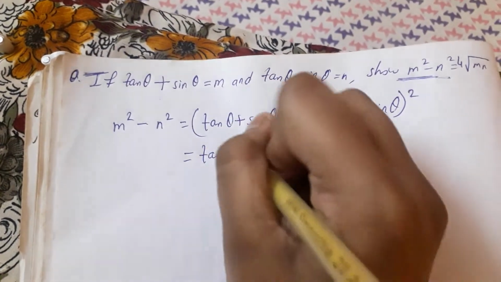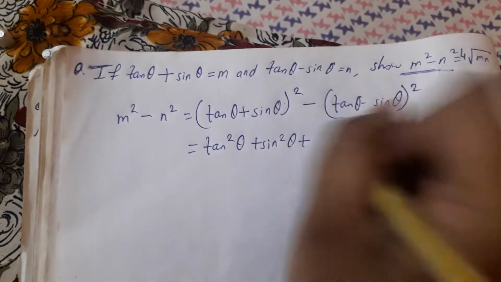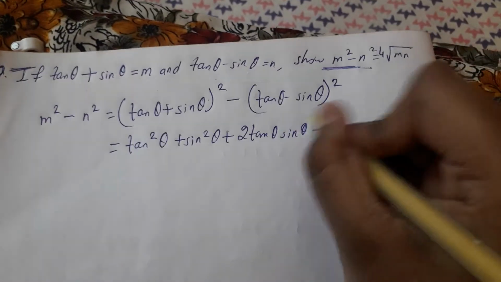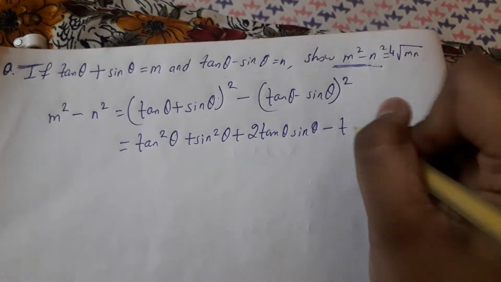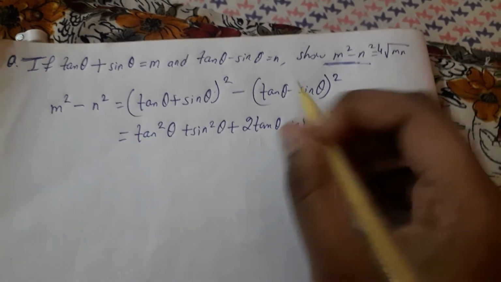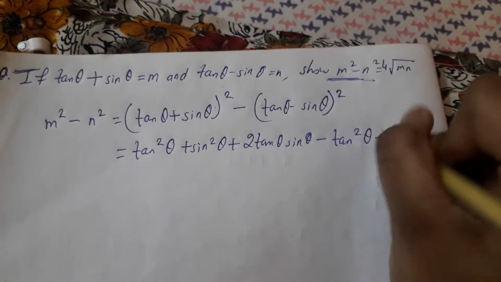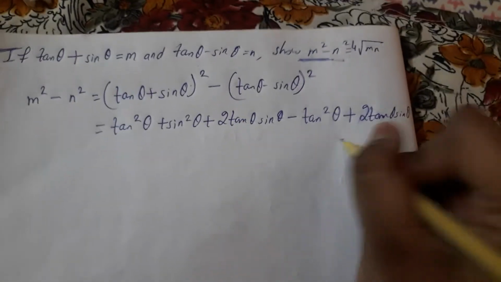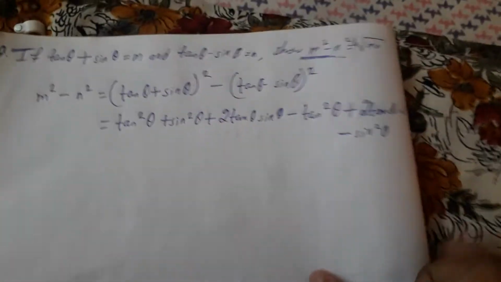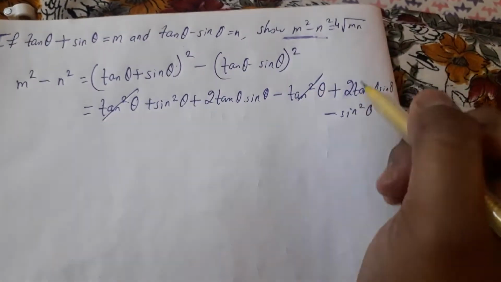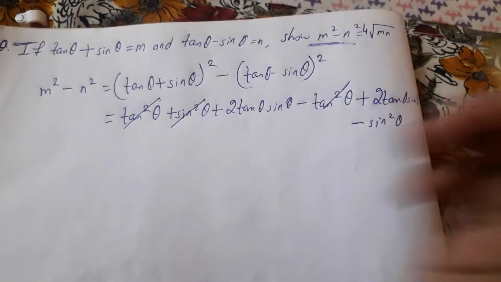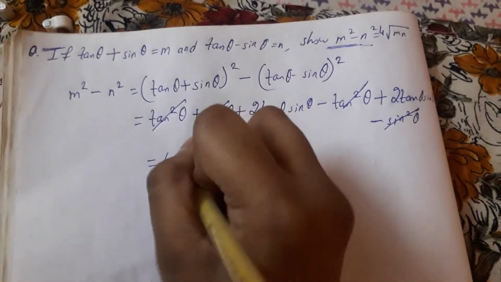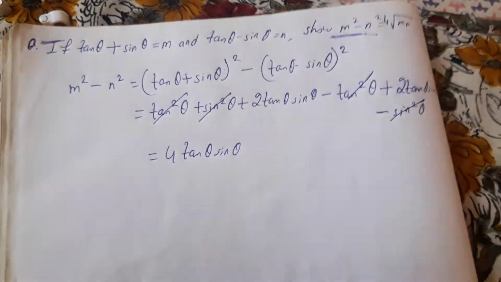Now write tan square theta plus sin square theta plus 2 tan theta sin theta minus tan square theta minus sin square theta minus 2 tan theta sin theta, so minus minus plus, plus 2 tan theta sin theta. Now see, this tan square theta will be cancelled out, plus sin square theta minus sin square theta will be cancelled out. The answer will be 2 plus 2, 4 tan theta sin theta.